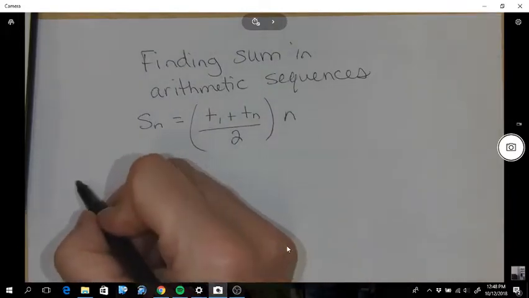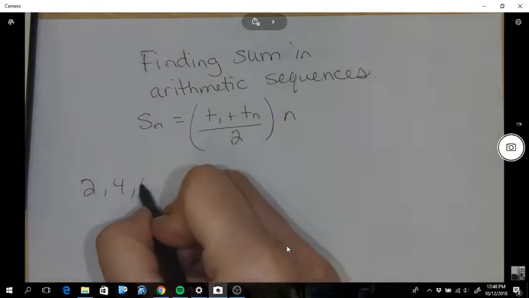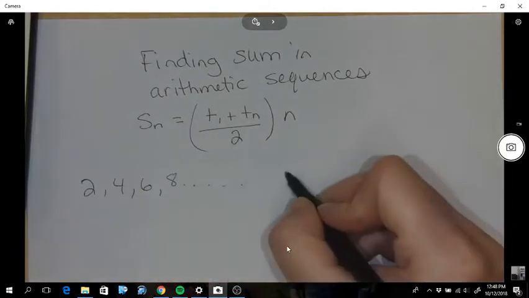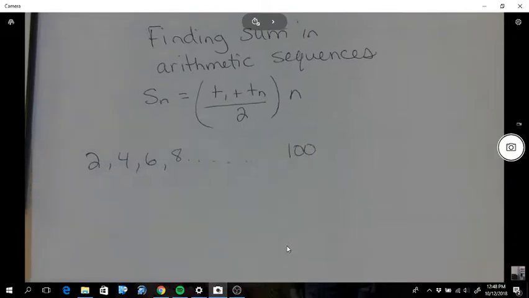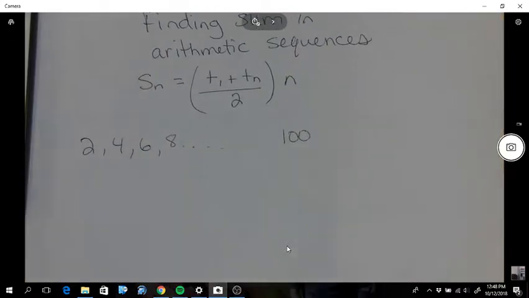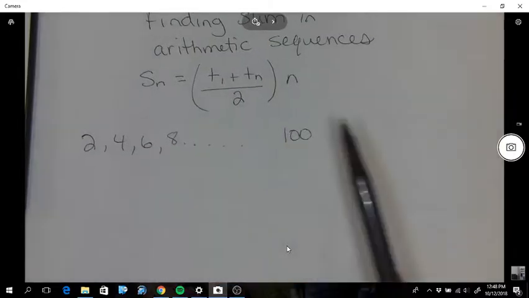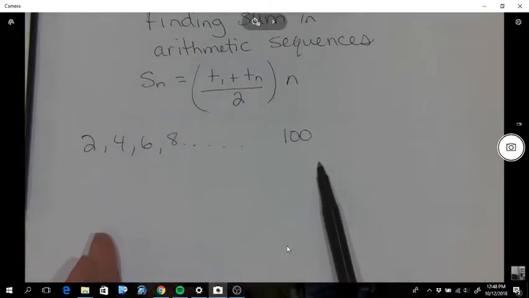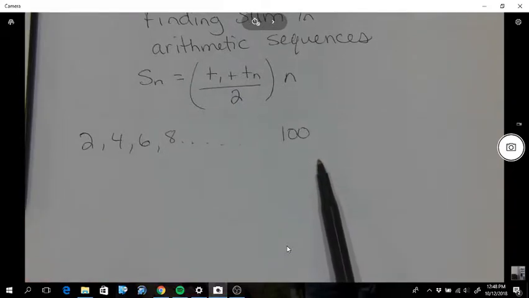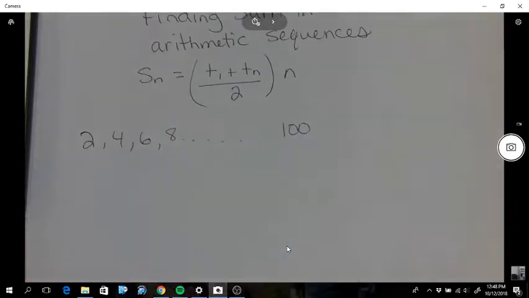So here's my example of my sequence. 2, 4, 6, 8, and so on, up to 100. If I have this entire sequence capped off, what would they all add up to? So 2 plus 4 plus 6 plus 8 plus 10 plus 12, etc. What do they all add up to?